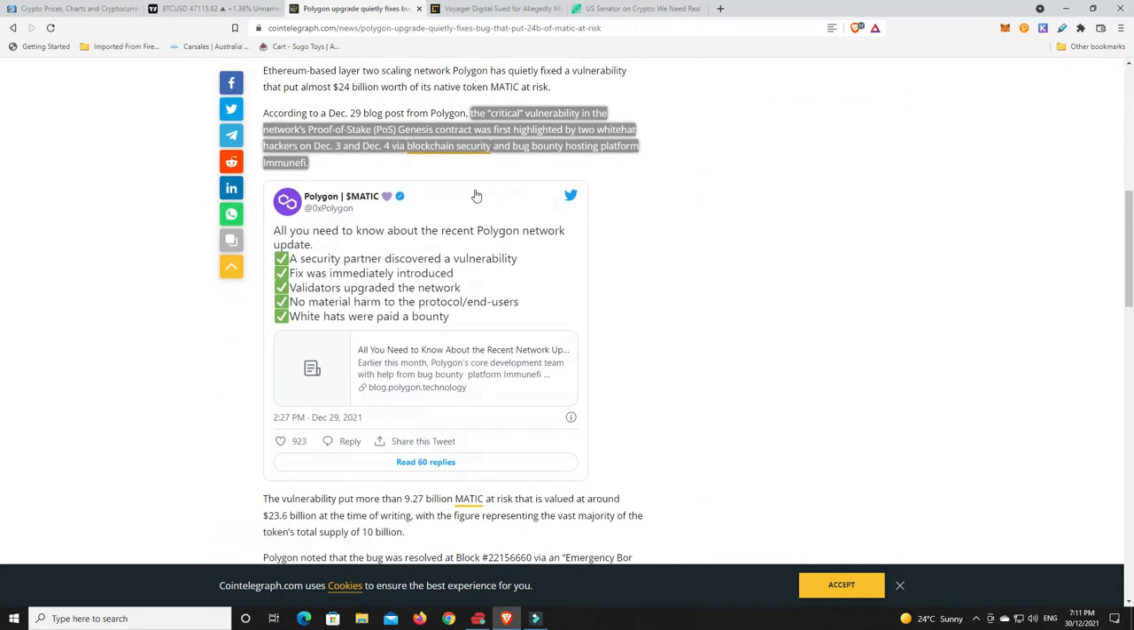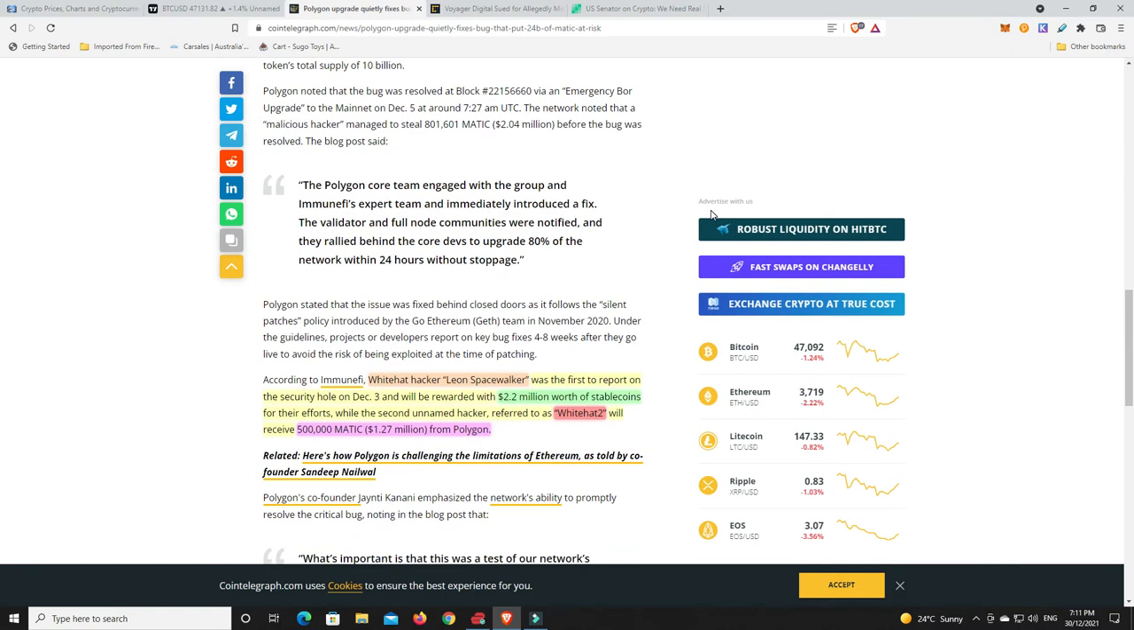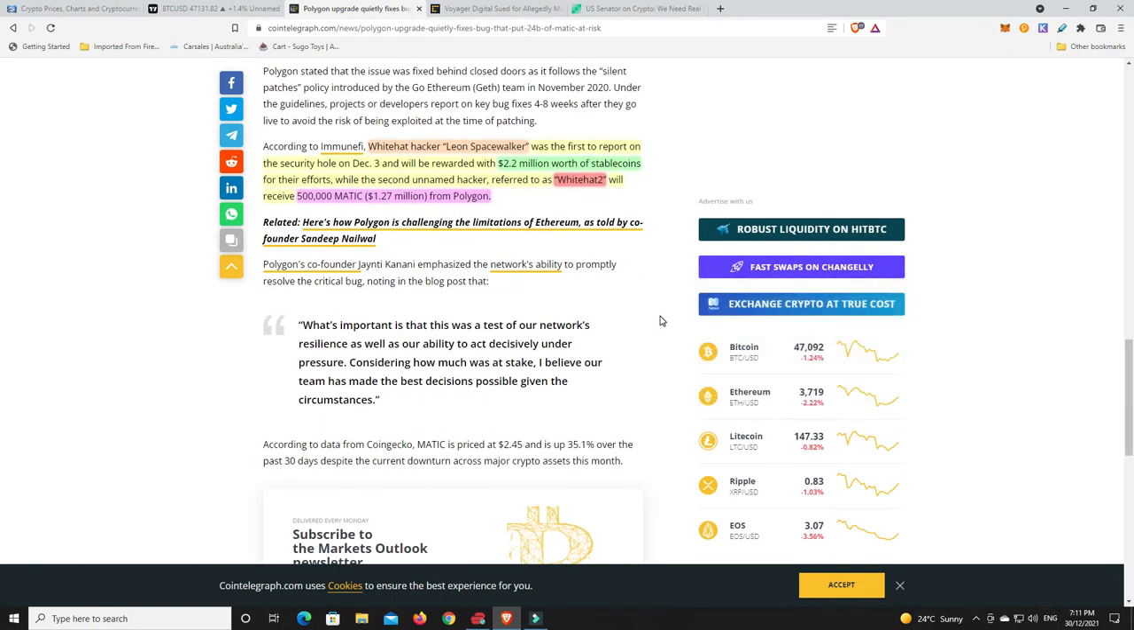And we're going to have a look at that. So the critical vulnerability in the network's proof of stake Genesis contract was first highlighted by two whitehat hackers on December 3rd and 4th via blockchain security and bug bounty hosting platform Immunefi. Now we go down to here and it says white hacker Leon Spacewalker was the first to report the security hole on December the 3rd and will be rewarded with $2.2 million worth of stablecoin. So that sounds pretty fair to me. Save them billions of dollars and they give a reward.